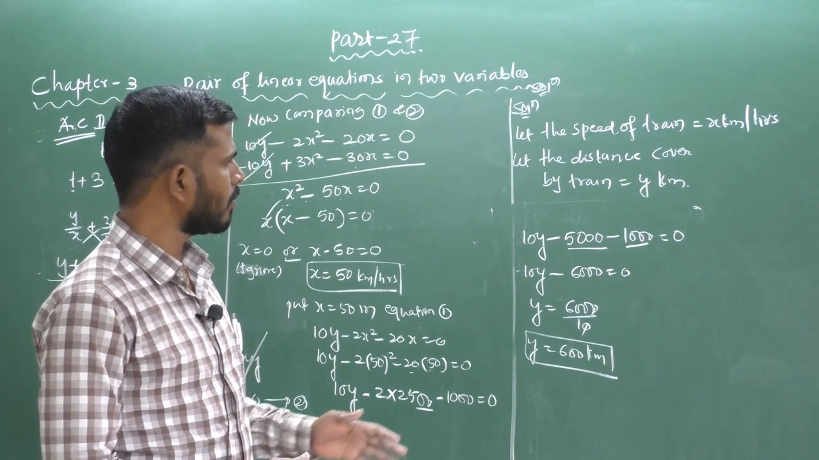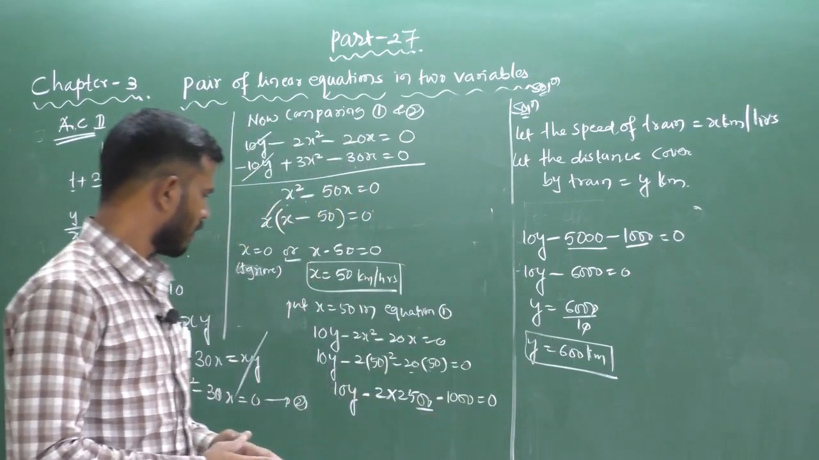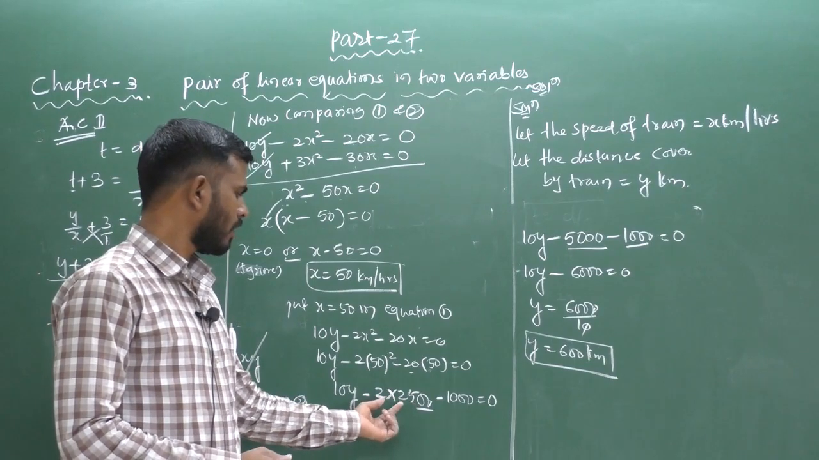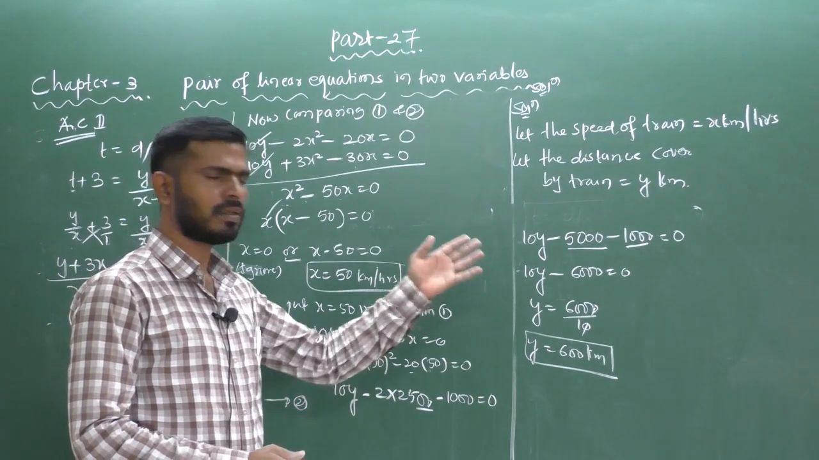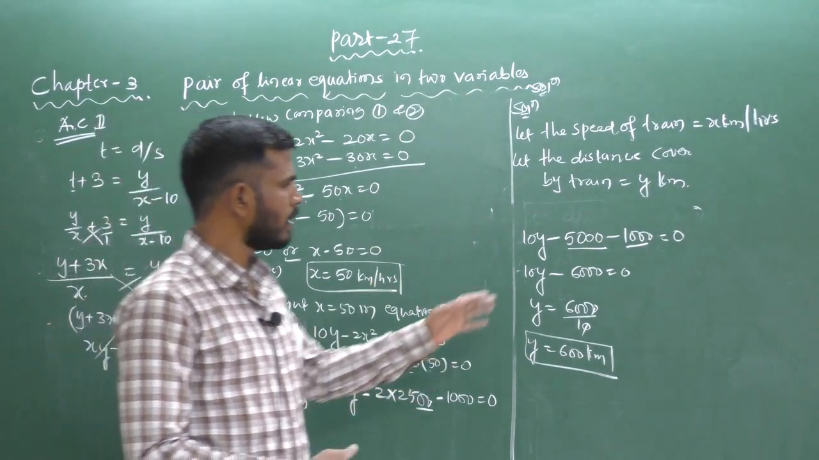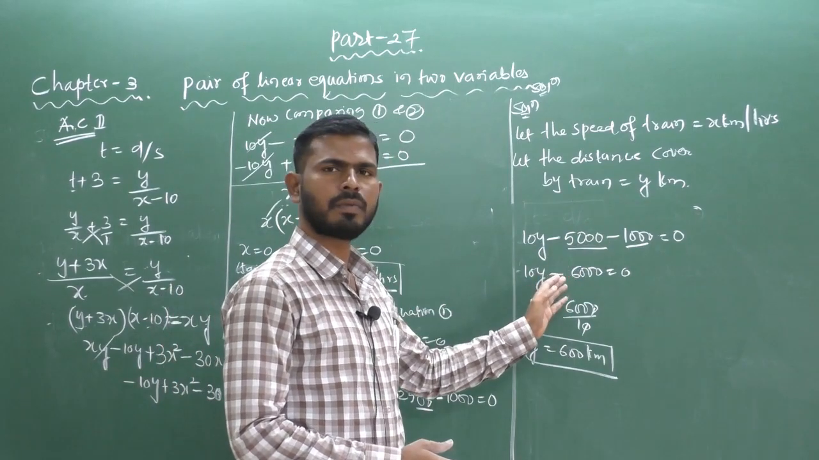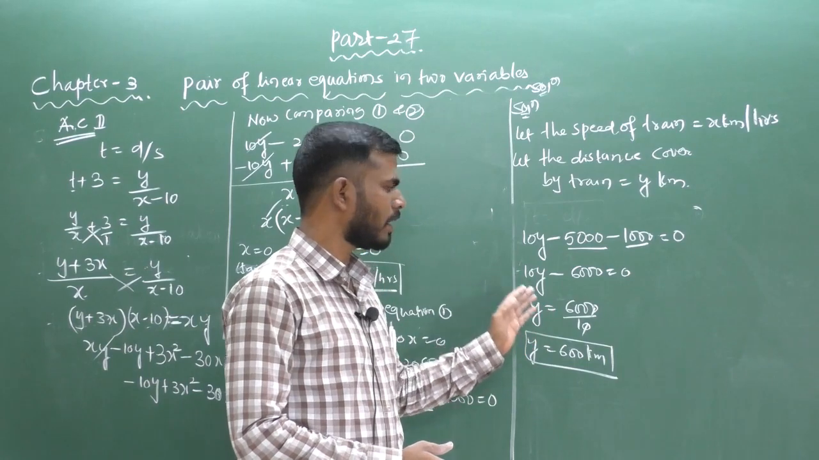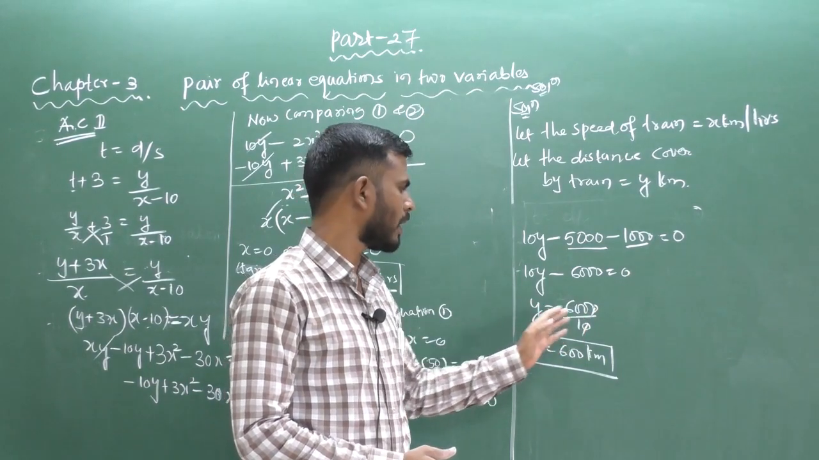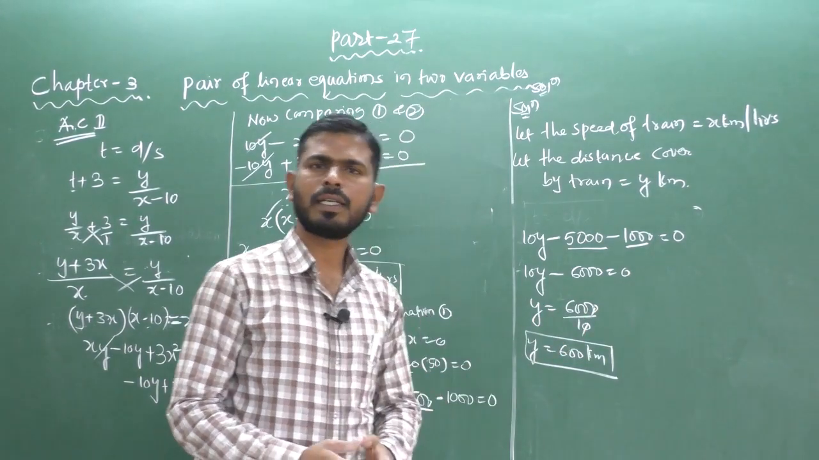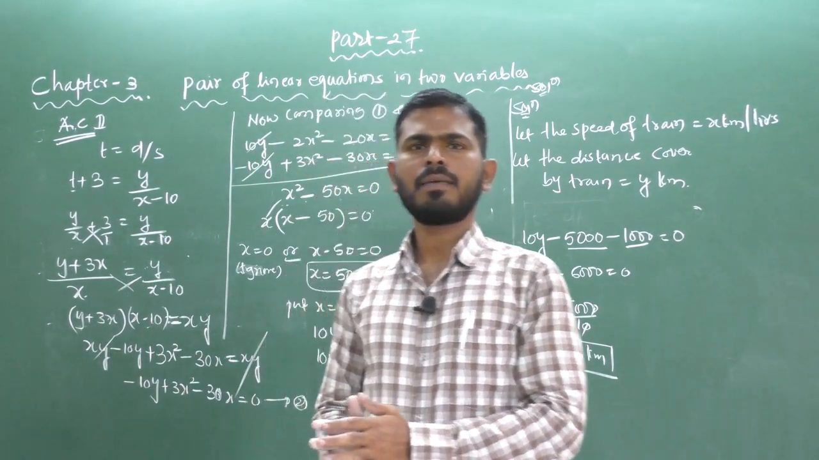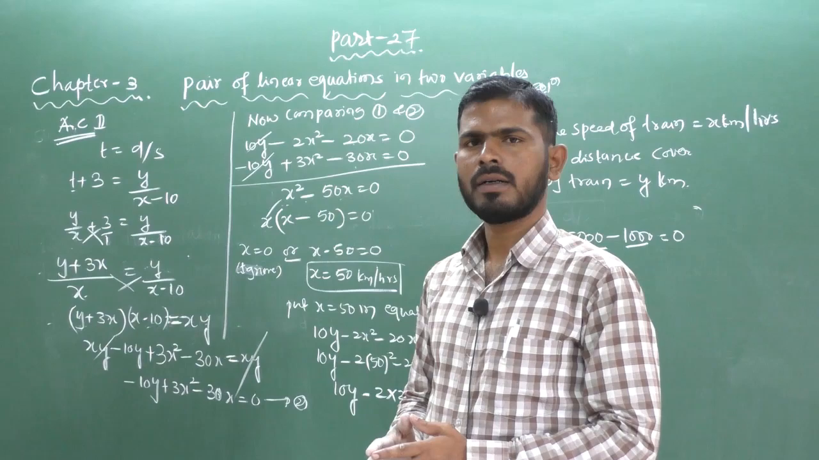So what is the distance covered by the train? That is 600 kilometers. Both are minus, so minus 6000 becomes plus 6000 divided by 10, the zeros cancel, y equal to 600 kilometers. This is the method you have to use in the exam to get the answer.